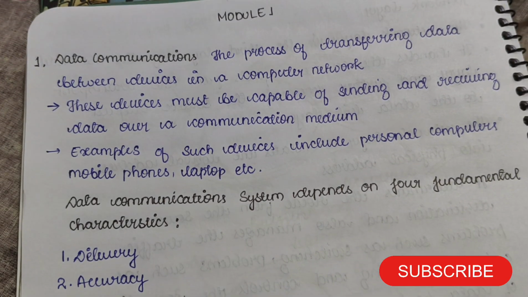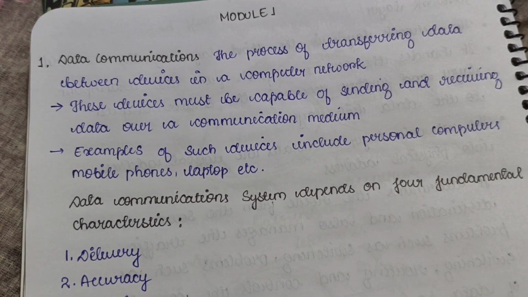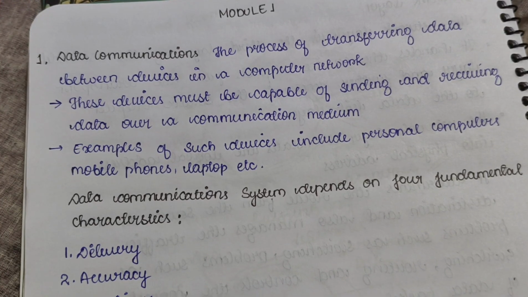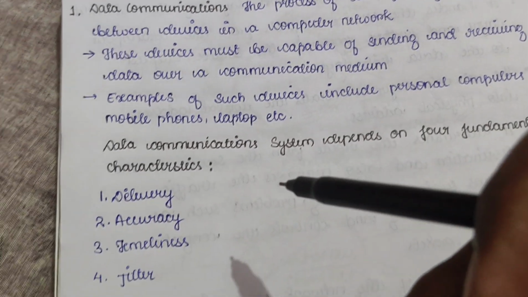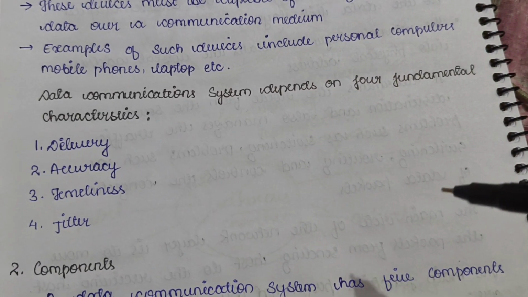Next topic: data communication systems depend upon four fundamental characteristics. The fundamental characteristics are delivery, accuracy, timeliness, and jitter.